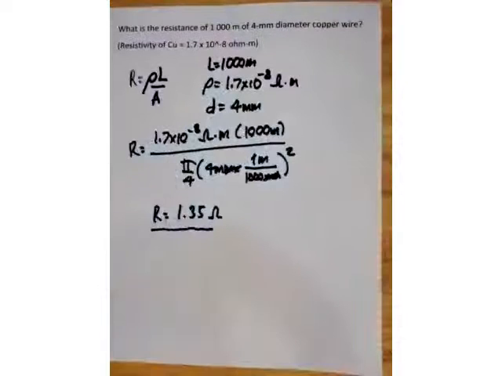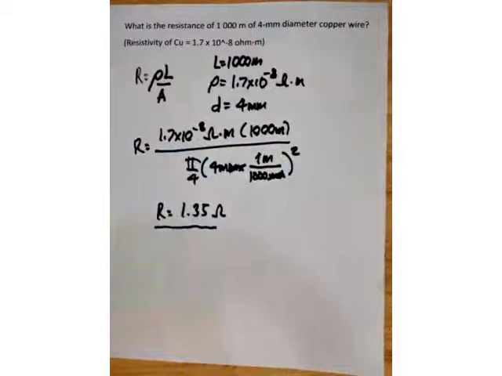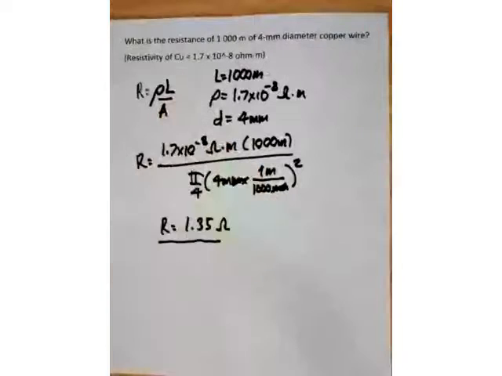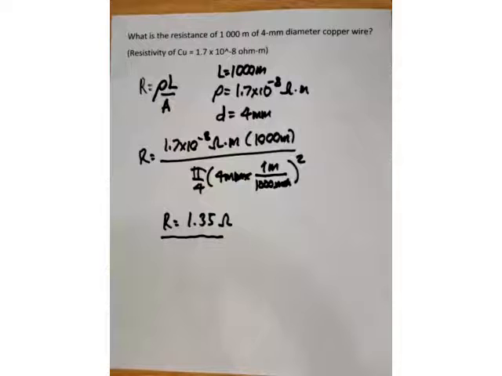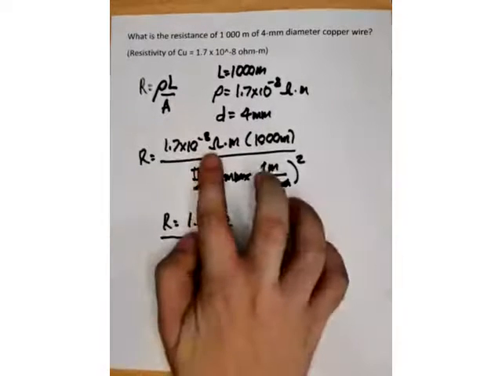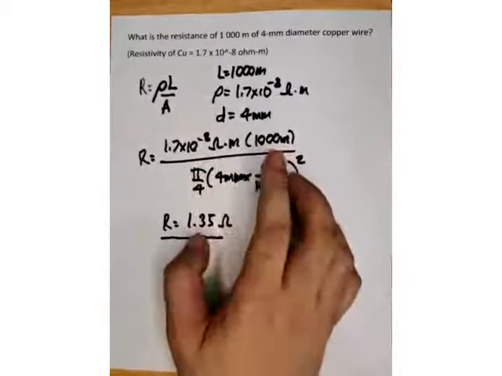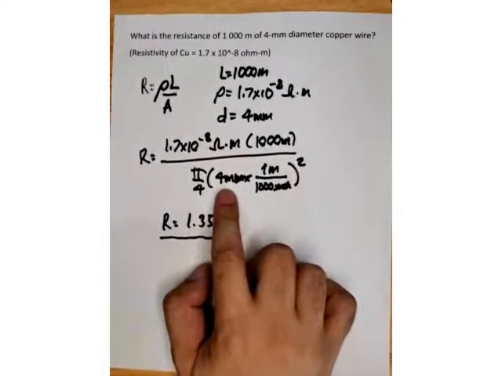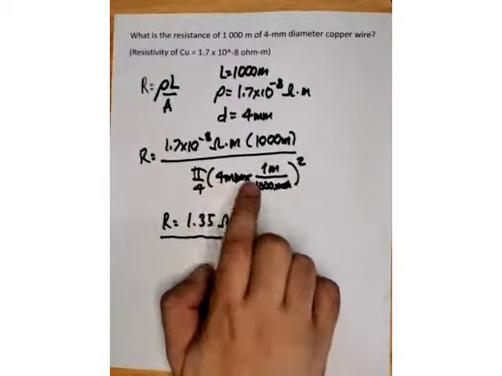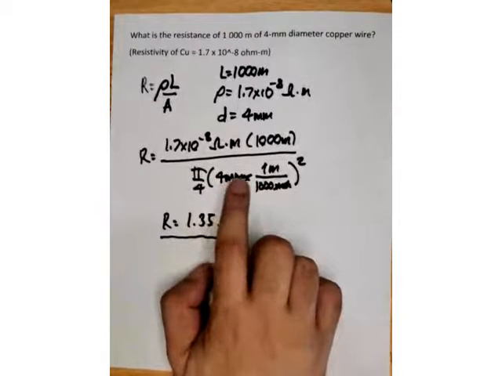Ayan. So what? Okay, so by the formula, R is equal to rho L over A. So given that the length is 1,000 and then the resistivity of copper is 1.7 times 10 raised to negative 8, and then the diameter is 4 millimeters. So that's equal to the L times length, and then area is, since diameter yan, pi over 4 times d squared. But we need to convert millimeter into meter. So the resistance is 1.35 ohms.